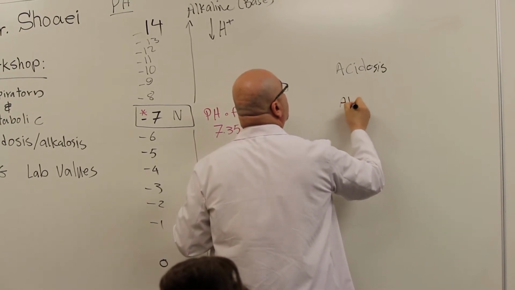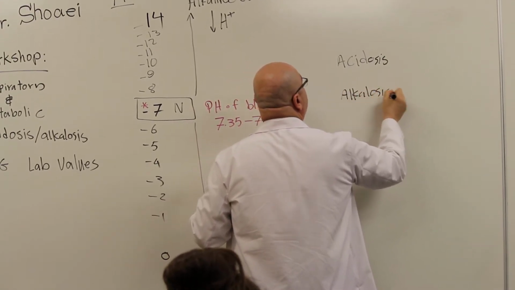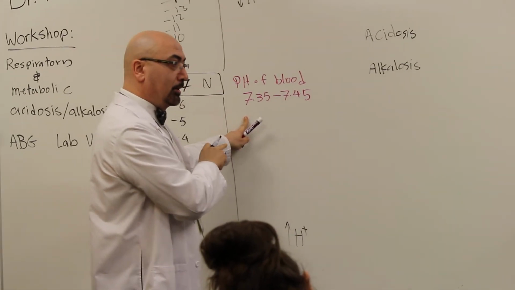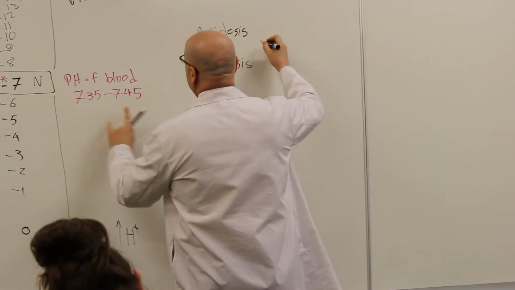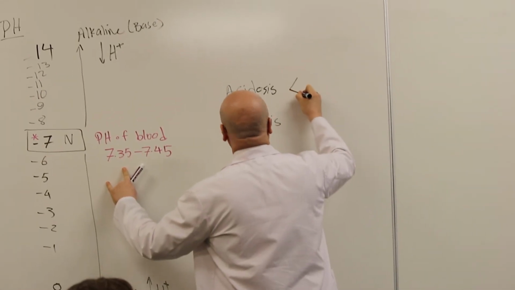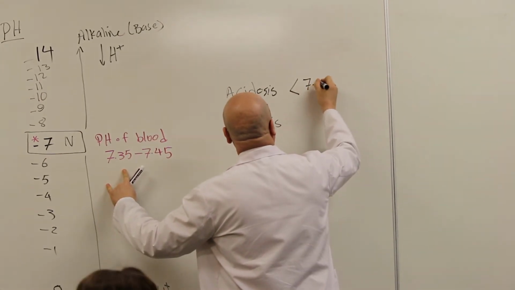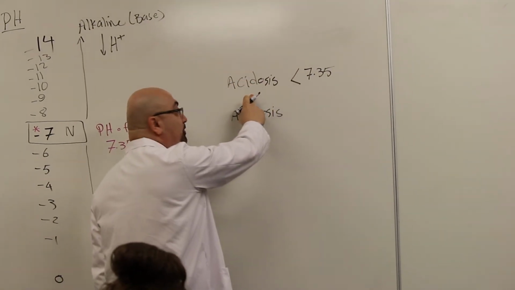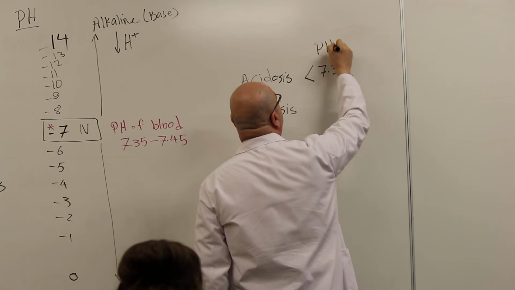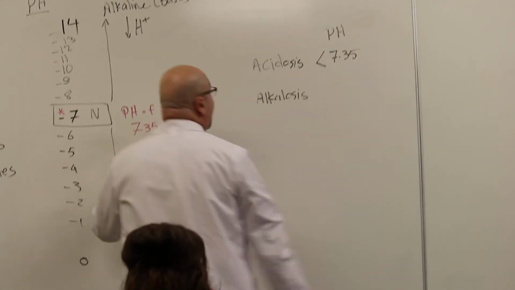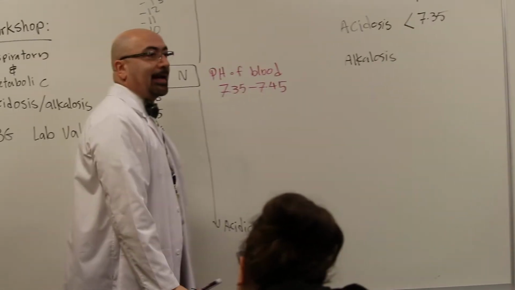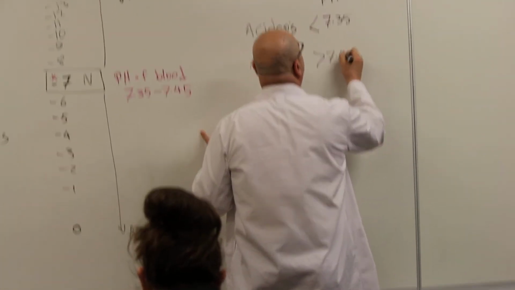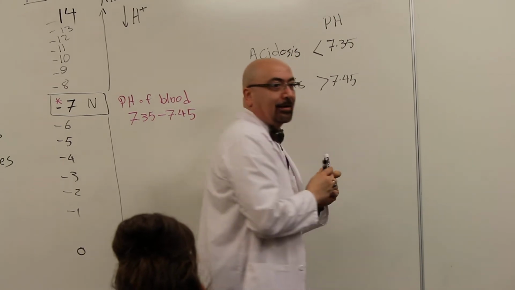Versus alkalosis is determined by what number you get here. So that means if you have less than 7.35, you're looking at your pH values, right? So you're looking at acidic. And if you have greater than 7.45, you're looking at alkalosis.